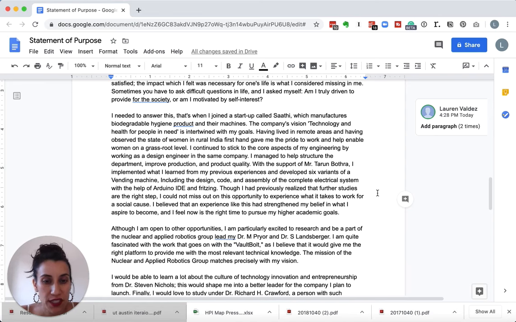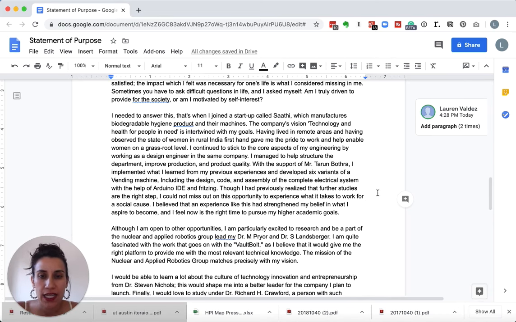Though I had previously realized that further studies are the right step, I could not miss out on this opportunity to experience what it takes to work for a social cause. I believe that an experience like this had strengthened my belief in what I aspire to become, and I feel now it is the right time to pursue my higher academic goals.